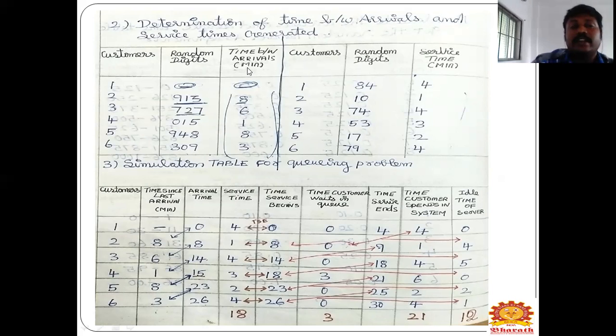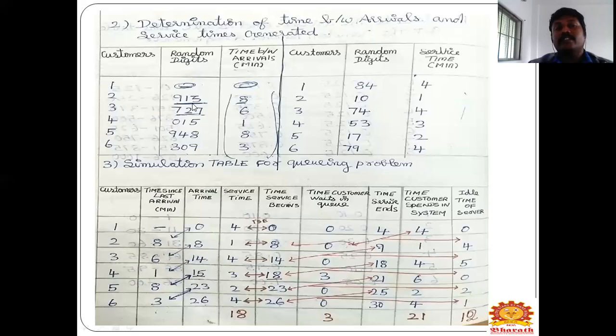Here we are told that the first random digit you should be taking is 0. So you take the random digit 0, put this value in the random digit for your arrival time, and similarly take it for the random digit for your service time.